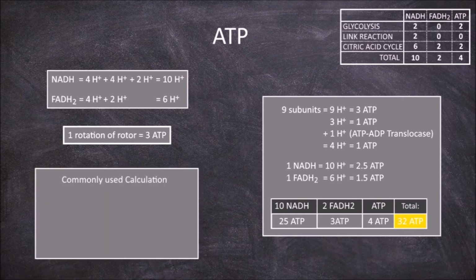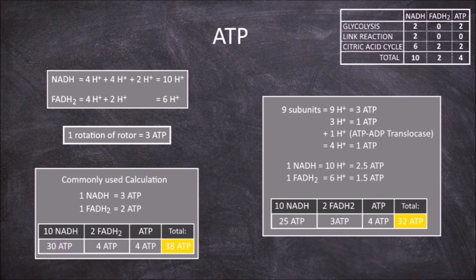Many calculations round up the estimate of ATP to 3 ATP for each NADH, and 2 ATP for each FADH2, which would give a total of 30 ATP from NADH, 4 from FADH2, plus the 2 from glycolysis, and 2 from citric acid cycle, giving a total of 38 ATP for each molecule of glucose.